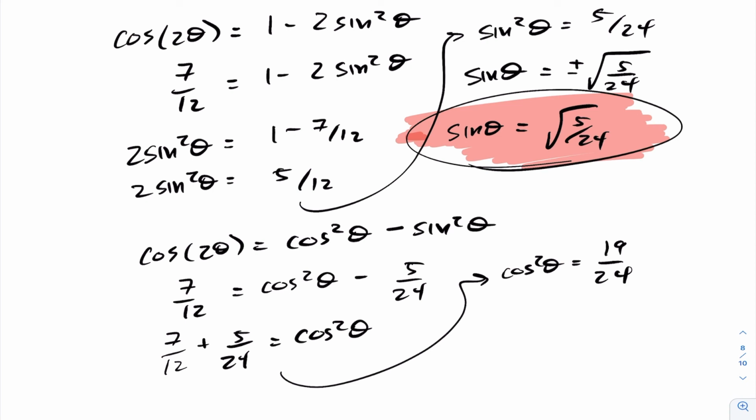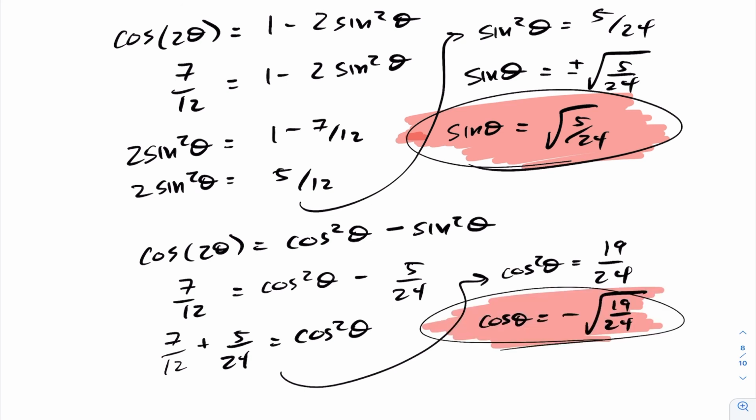Isolating and getting a common denominator, we end up getting the cos squared of theta is 19 over 24. And again, taking our square root here, we're going to have plus or minus as an option, but in that second quadrant, cos is negative, so this will be the negative square root of 19 over 24. So therefore, we have the sine of theta and cos of theta found here.